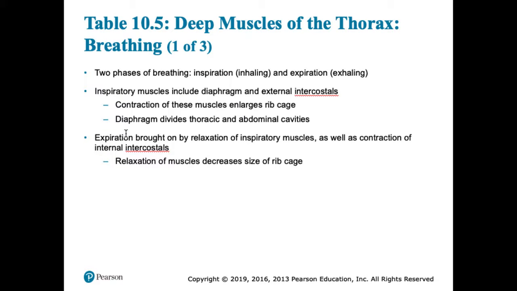The next section is looking at the deep muscles of the thorax. So breathing. There are 2 phases of breathing: inspiration, or inhaling, and expiration, or exhaling. Inspiratory muscles include the diaphragm and the external intercostals. So contraction of these muscles enlarges the rib cage, and the diaphragm divides the thoracic and abdominal cavities. Expiration is brought on by relaxation of these inspiratory muscles, as well as the contraction of the internal intercostals. So basically, the relaxation of those muscles decreases the size of the rib cage.